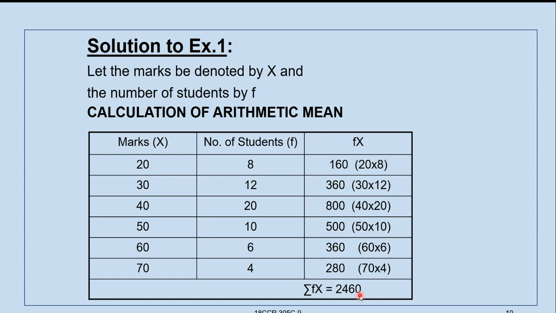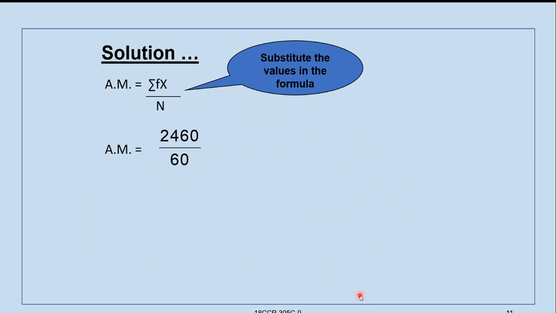So this is how we will take the discrete series direct method. See here, it is explained. Arithmetic mean is equal to sigma fx by n, that is 2460 divided by 60. And the arithmetic mean under the direct method is calculated as 41.